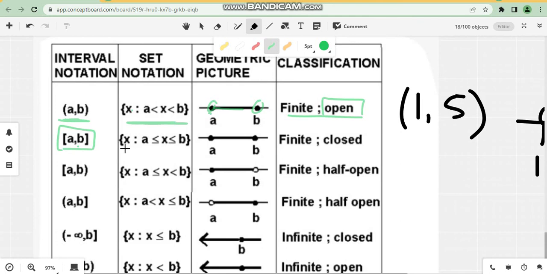तो अगर आप इसकी सेट फॉर्म देखें, x जो है वो बिलोंग कर रहा है, और फिर उसमें उन्होंने कहा है कि a जो है वो x से छोटा है या फिर उसके इक्वल है. x कोई भी वैल्यू हो सकती है, लाइक हम कह रहे हैं a 5 है तो x भी 5 है, तो दोनों इसके इक्वल आ गए. और b भी वो कह रहे हैं कि या तो उससे छोटा है या उसके इक्वल. तो फाइनाइट और क्लोज्ड ब्रैकेट है और क्लोज्ड है, और इसका सर्कल जो है वो फिल्ड होगा.